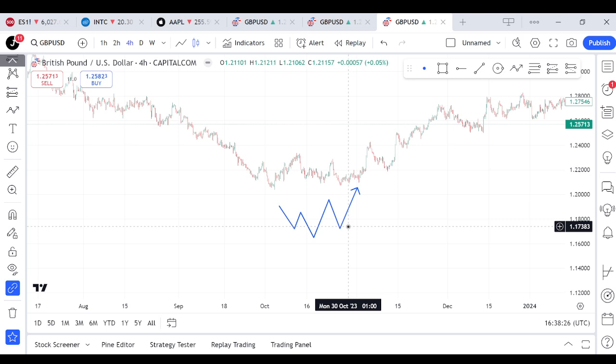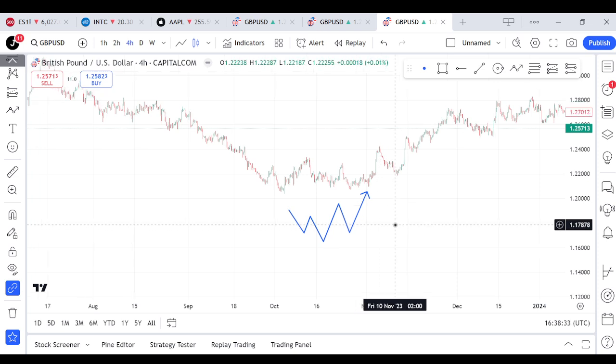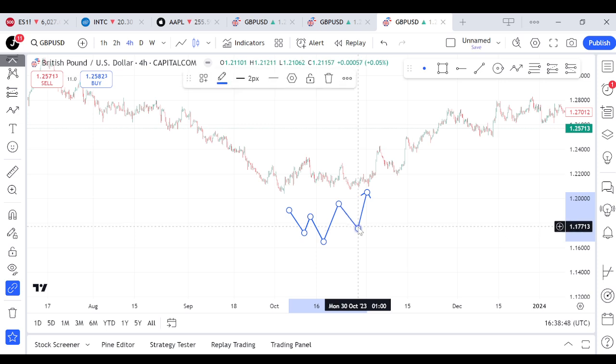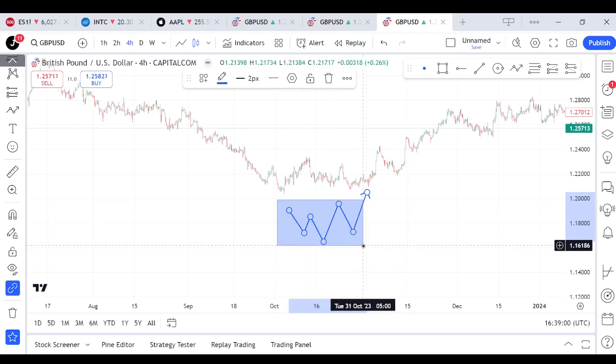So let's talk about the formation. The Quasimodo pattern starts with an impulsive move in one direction, followed by a retracement that creates what looks like a head and shoulders formation. However, unlike traditional head and shoulders, this one features an extended right shoulder that moves further than expected before reversing. Now, this extended right shoulder provides additional confirmation of weakening momentum in the current trend. So this is the Quasimodo pattern right here.